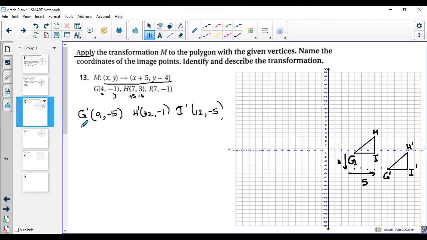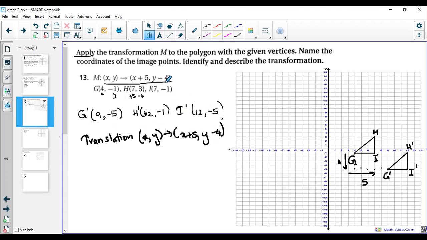So let me write down the rule. So let me write down the transformation. It is translation. How many units? It is going to the right. Okay, so I can write it as xy, and I have translated this into, here already it's given, x plus 5 and y minus 4. So it's a translation of x plus 5, y minus 4.